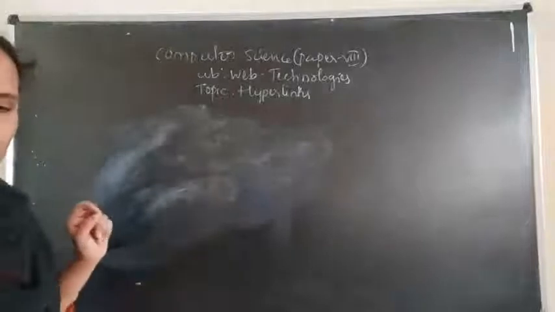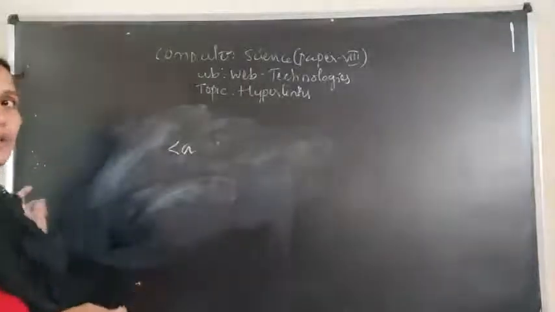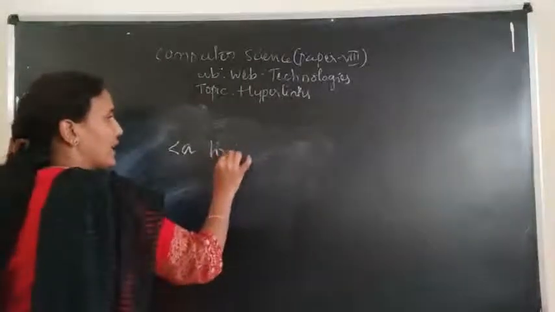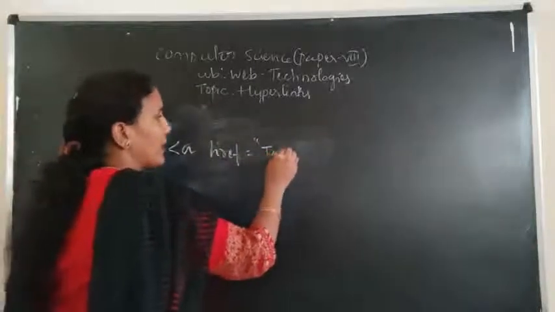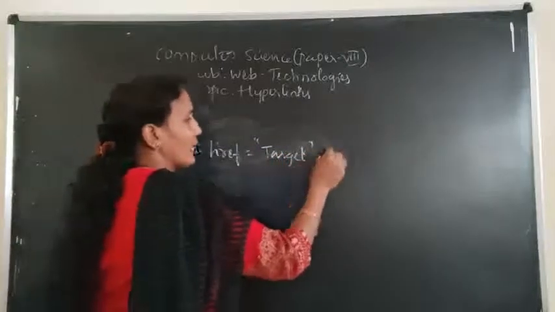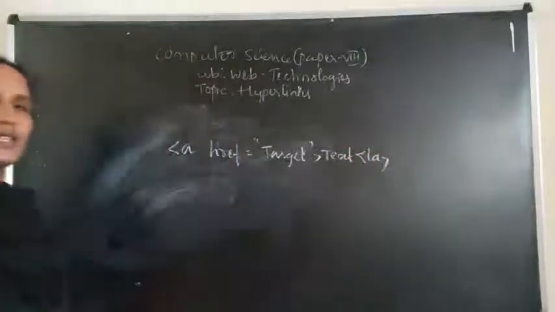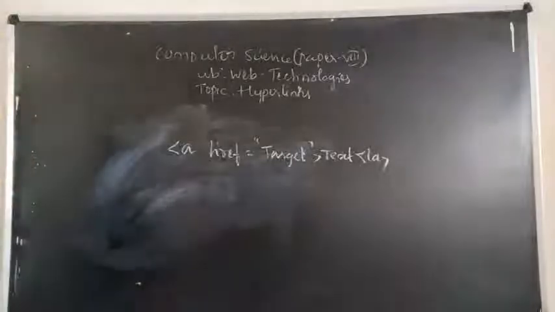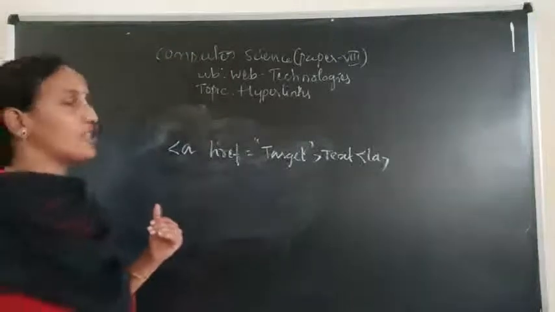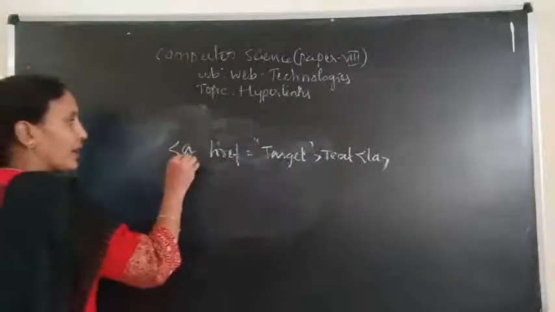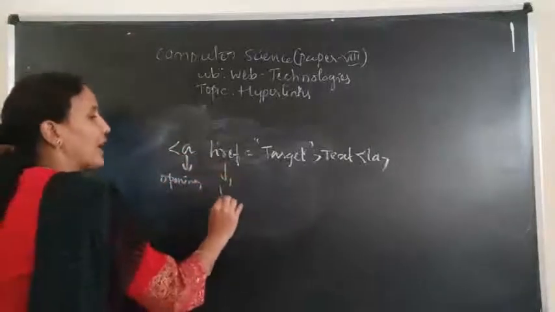First we will write the syntax, then we will discuss the example. A is a tag. Using this you can give links. Next, href, hyper reference. Next, the target document. Next, the text, and closing the anchor tag. This is a simple syntax which allows the user to move from one section to another section. See here, it is the anchor opening tag and it is the hyper reference.